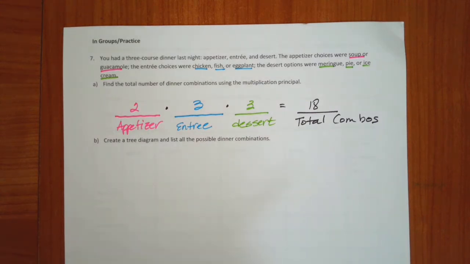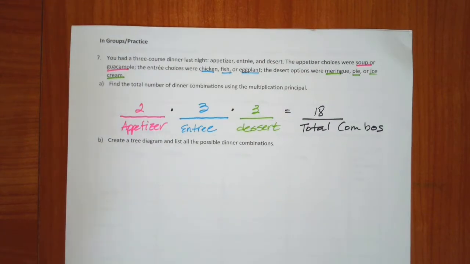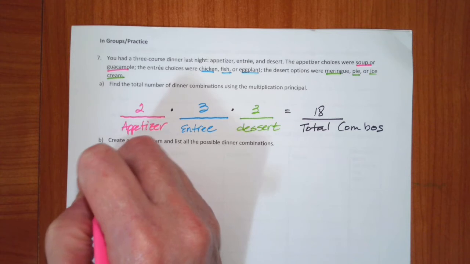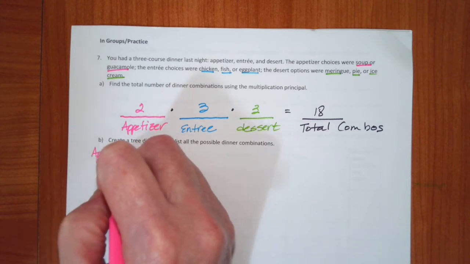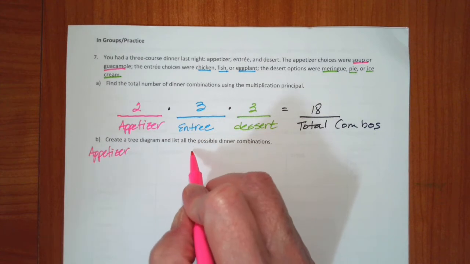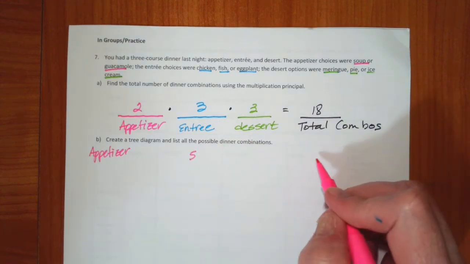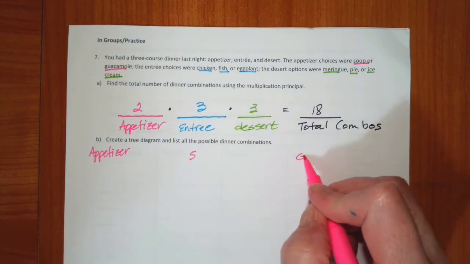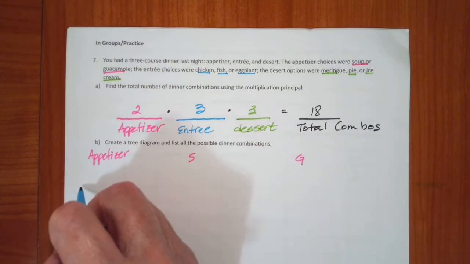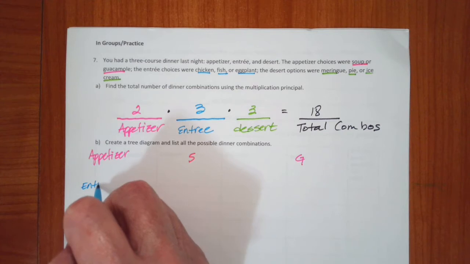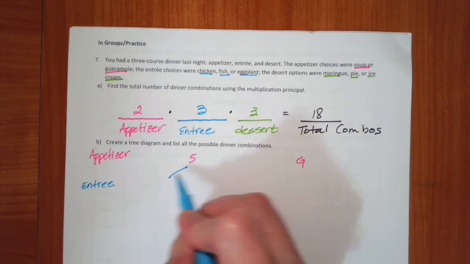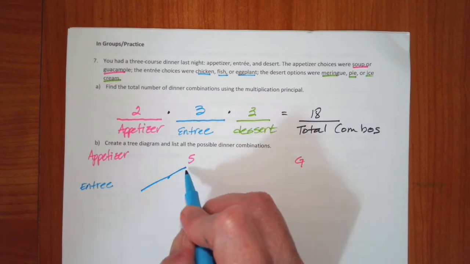Okay, so I think it's better to do it horizontal with the space provided here. So we've got the appetizer, and we have 2 choices for that. We either have soup or guacamole. Then I have the entree. And there are 3 choices for entree, and I'm going to spread these out a bunch.